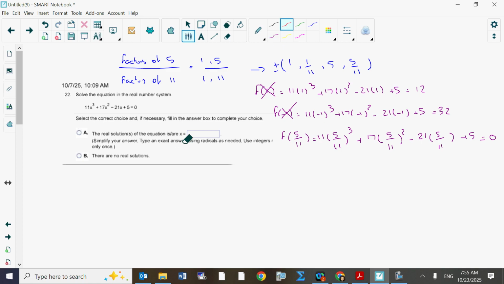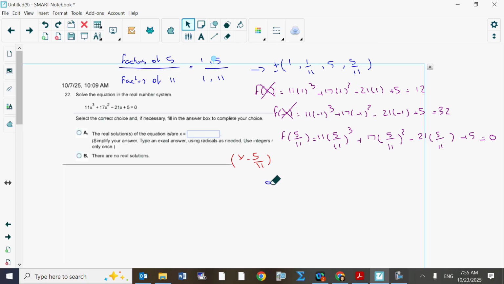Now, how do I find the other zeros? I'm going to use synthetic division and divide one more time to find the other factor, because right now, since this is a zero of the function, that means x minus 5/11 is one factor of the function. So how do I find the other one? I'm going to use synthetic division.